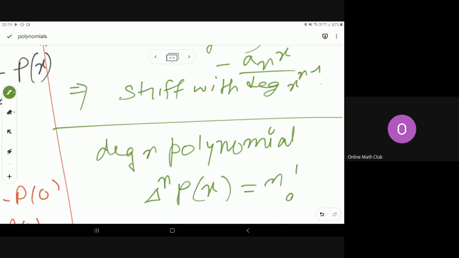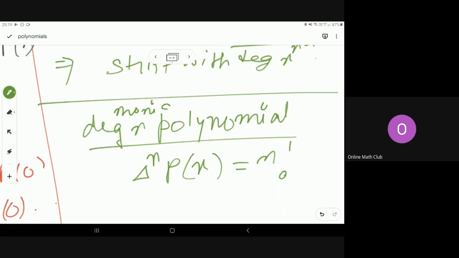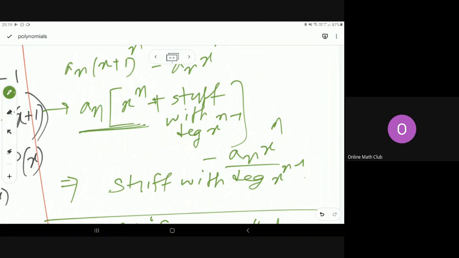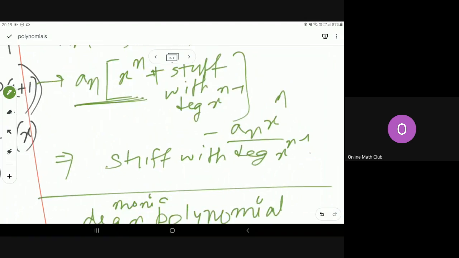If it's monic, sorry, a degree n monic polynomial, and you take a finite difference of it n times, then it gives you n factorial. How is that true? Just look here. When we take the first finite difference, what's the leading term now? The leading term is n choose 1 into x to the n minus 1, because similarly the a_(n-1) x to the n minus 1 term gets cancelled out. So what just happened is the degree reduced by 1, and the leading coefficient got multiplied by n.